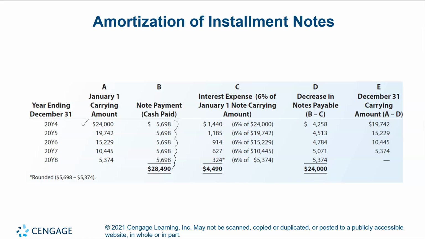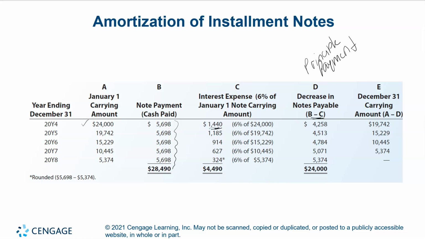In the first year, our interest expense is going to be $24,000 times 6%. So it's $1,440. So of our cash payment, which is $5,698, $1,440 of it went to interest expense. The remaining went towards paying off our principal. So that's why it's B minus C. $5,698 minus your interest gives you the amount that you decrease your notes payable for, because this is your principal payment. This is how much it reduces your note payable.